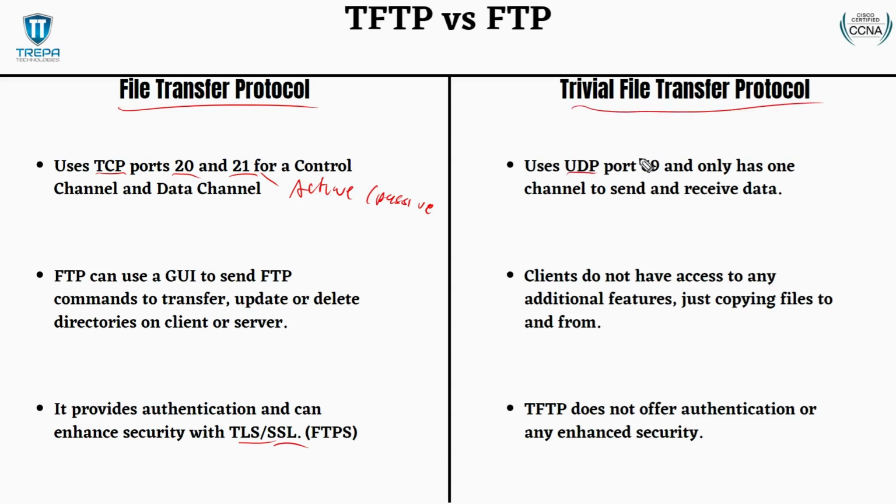TFTP is going to be unreliable. It's going to use UDP port 69. Clients do not have any of those additional features. You're just copying files to and from client to server. That's it. TFTP does not offer any enhanced security, no authentication, and no encryption. None.